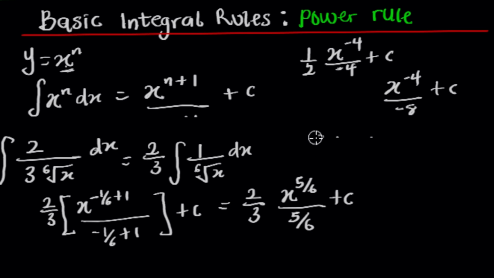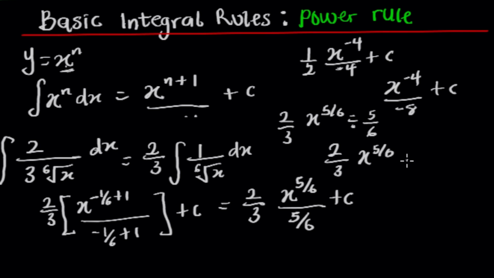Simplifying it, I'm going to have 2 over 3. Now look at this. I'm going to have x to the power 5 over 6, then divided by 5 over 6, which I can actually write as 2 over 3, x to the power 5 over 6, then multiplied by 6 over 5. Now if you look at this very well, I can use this 2 to multiply this 6 to give me 12, and I can use this 3 to multiply this 5 to give me 15. I'm going to have x to the power 5 over 6 plus c.